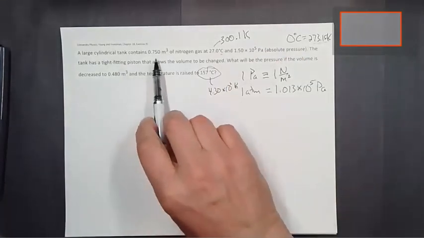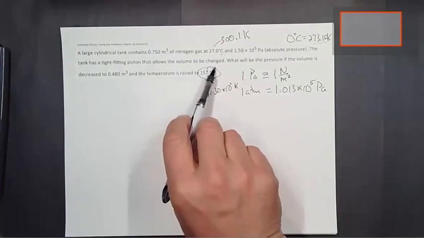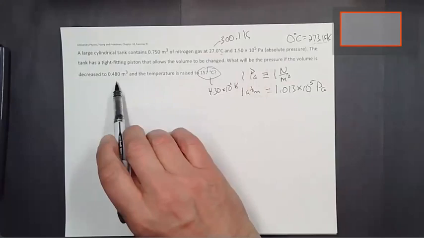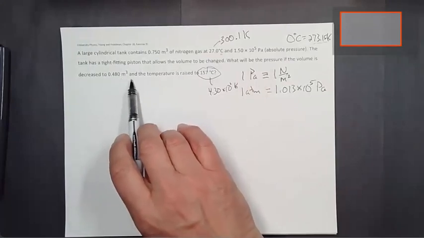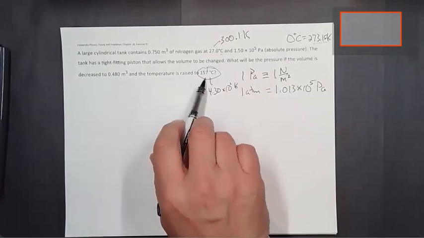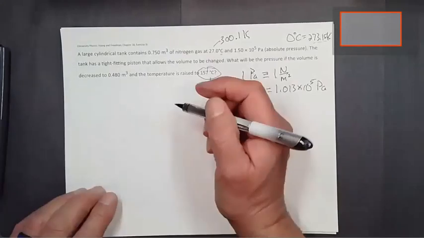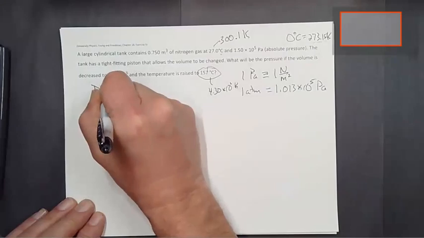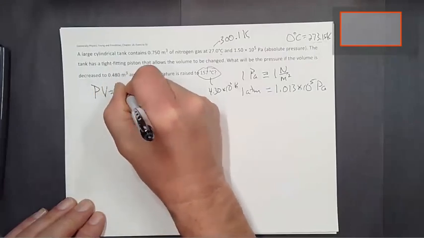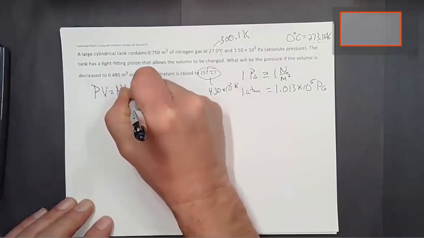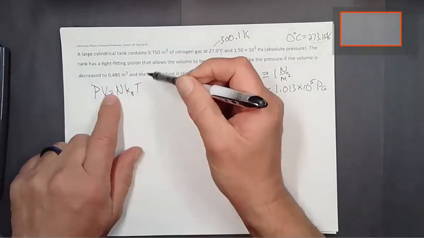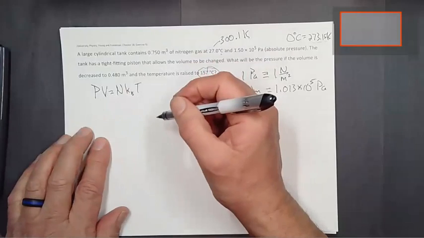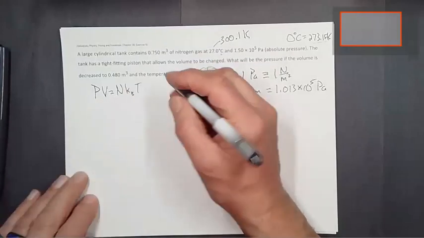Okay, it's got a tight fitting piston, which allows the volume to be changed. What will be the pressure if the volume is decreased to 0.480 meters cubed and the temperature is raised to 157 degrees Celsius? Well, we've got this relation here, PV equals N k_B T, and oh no, I have to figure out the number of particles, have to do this, have to do that. No, you don't. Look what we can do.